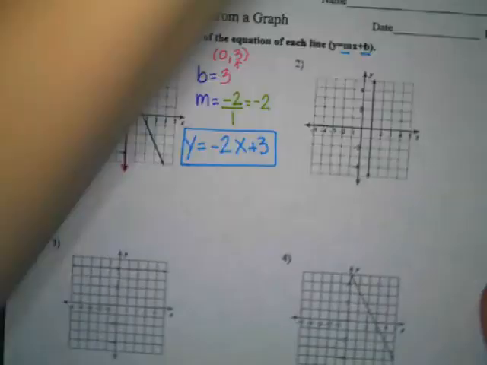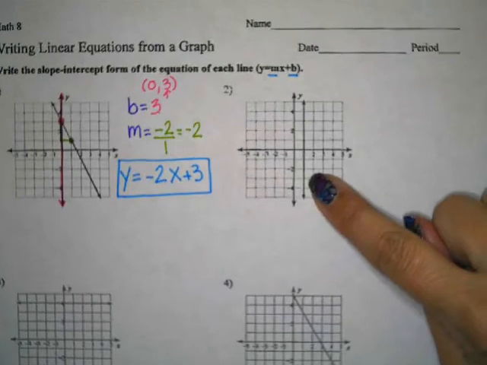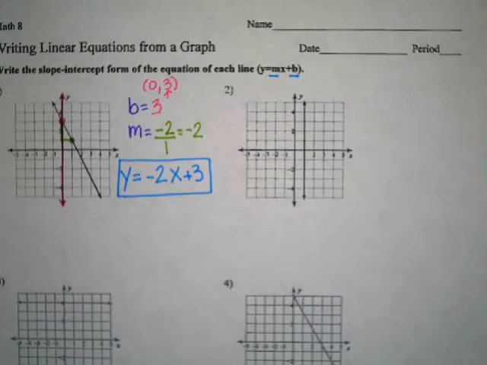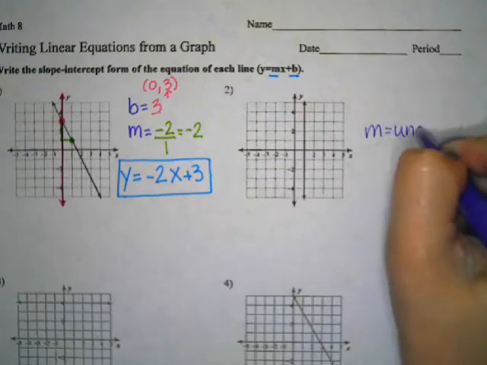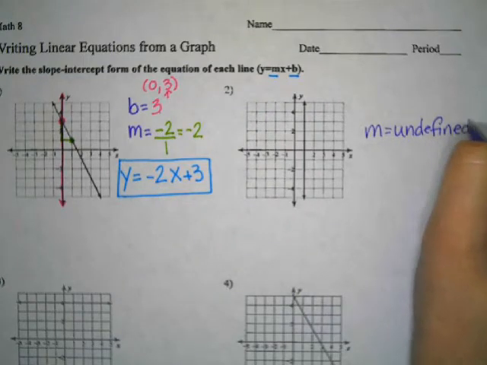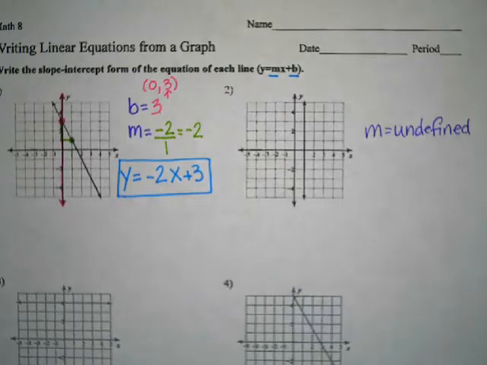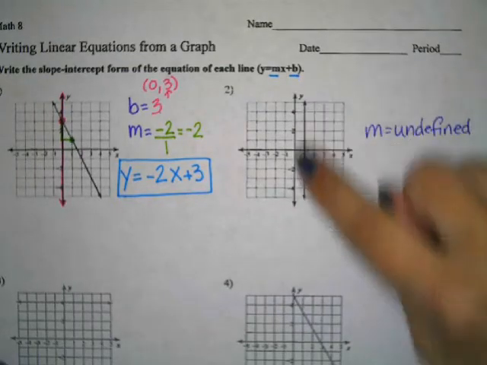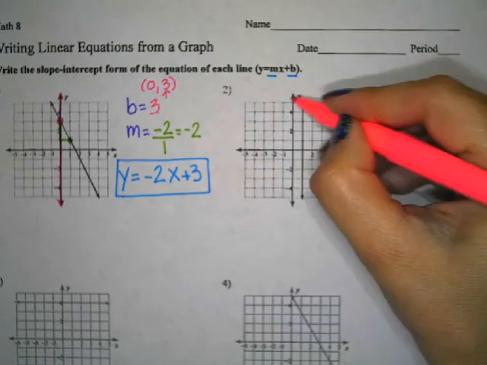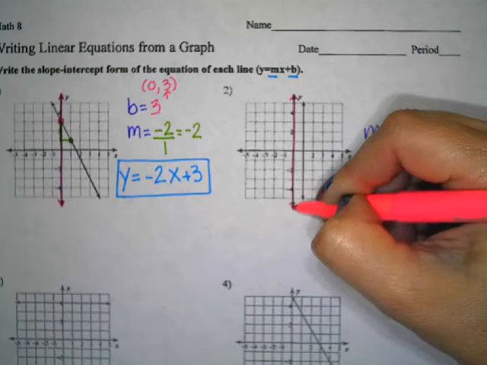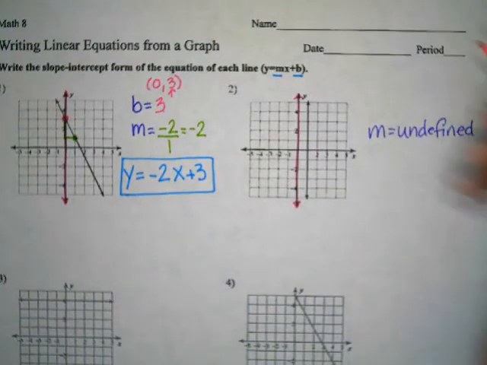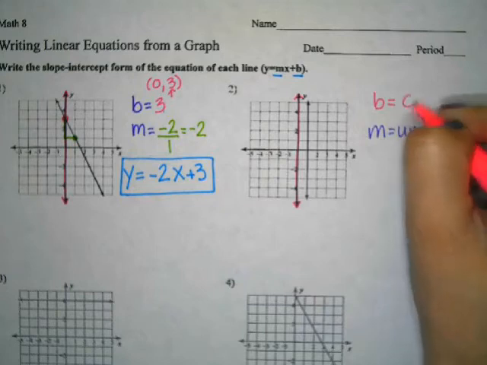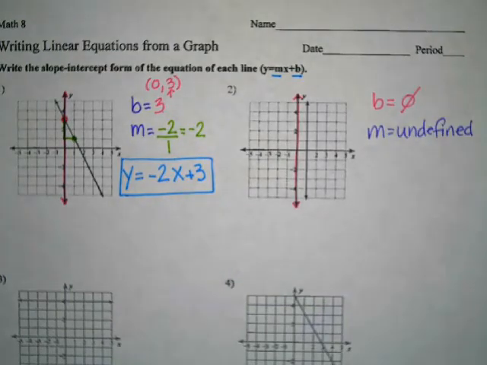So going back to our problem, we do not have a slope for this one. So my m value is undefined. Okay. Now look at my y-axis. Do I have this line crossing my y-axis at all? Nope, it looks like they're parallel. So my b, I don't have anything there. It's not 0 either. It's just nothing. We don't have a y-intercept.